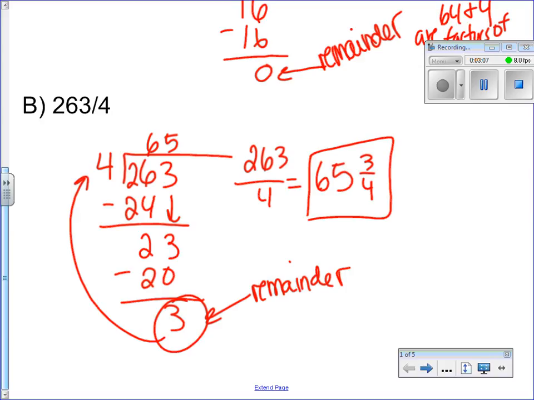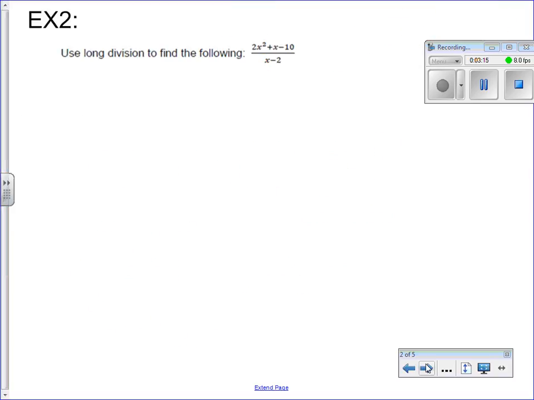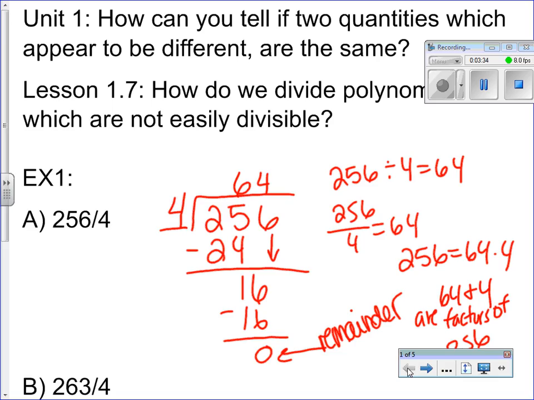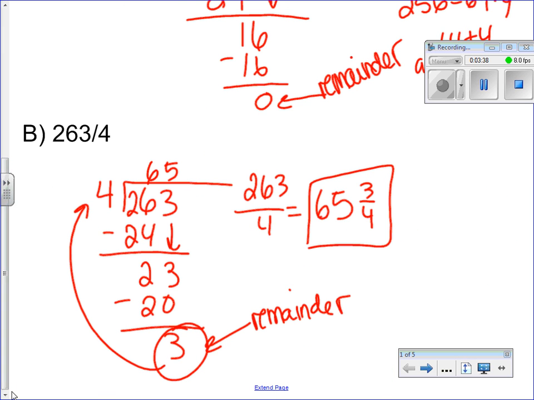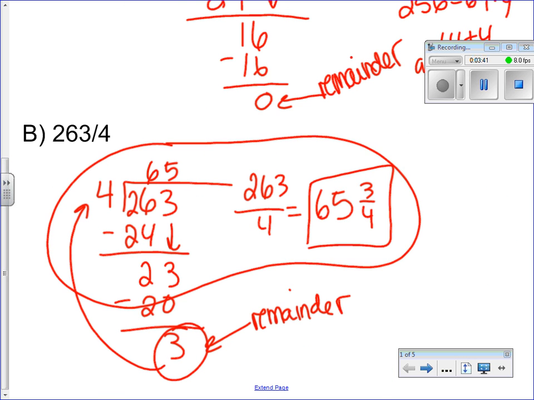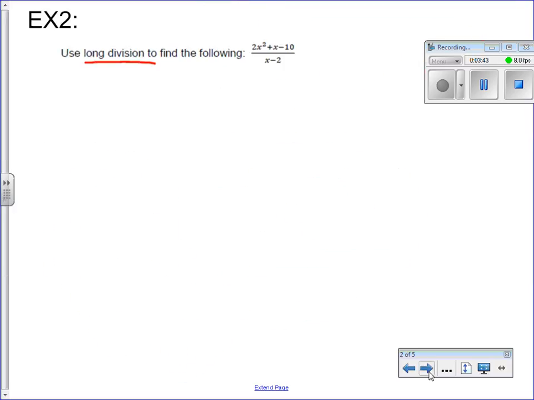So what we're going to do is we're going to do long division, but with polynomials. Seems a little scary, but it's okay. We're going to do lots of examples. You'll get the hang of it. So first example, 2x squared plus x minus 10 divided by x minus 2. The reason that we need long division for polynomials is when the polynomials that I'm dividing don't go in evenly, like we saw here. This is why we need long division, when things don't go in evenly, so we can figure out what they are.